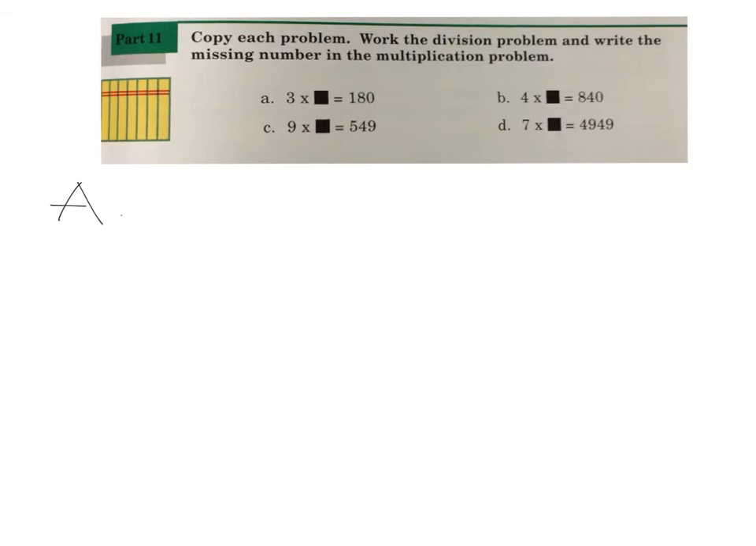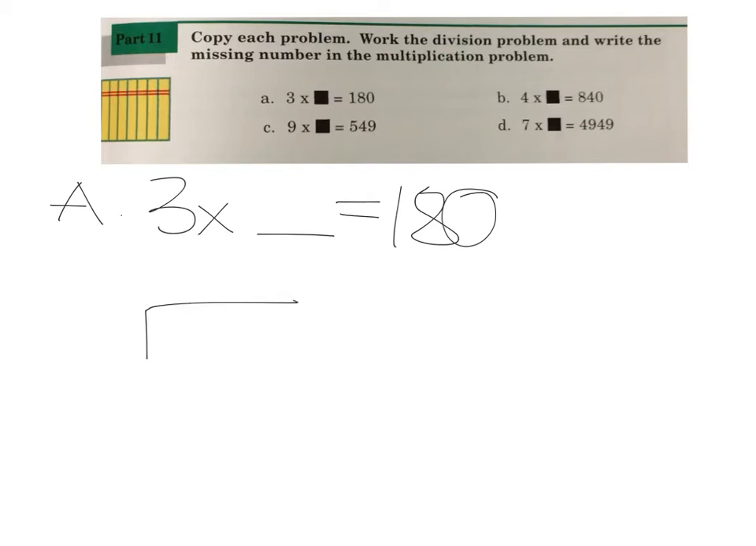So for A, we're starting out with 3 times a number I don't know is equal to 180. And in order to solve that, I need to work a division problem, because I don't know what number is here, so I have to do the opposite. It's the same thing we did at the beginning of the assignment with the equivalent fractions. If I can't do 3 times some number I don't know what I'm multiplying by, that means I'm going to do the division backwards. 180 divided by 3.